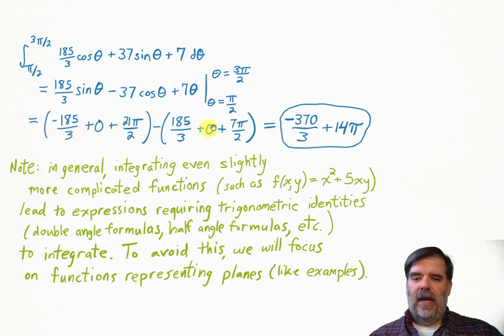In this case, once you add together like terms, we're going to get negative 185 over 3 minus 185 over 3. That's negative 370 over 3. And then we'll get 21 pi over 2 minus 7 pi over 2, that's going to be negative 14 pi over 2. I somehow dropped my over 2. There should be 14 over 2 pi, or that would reduce to 7 pi, so sorry about that. You might want to change that in your own notes. And that is the answer for this one.